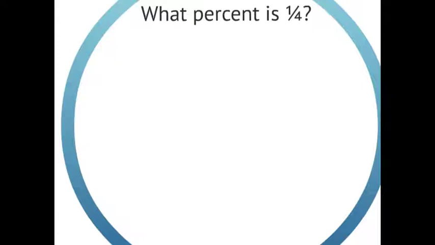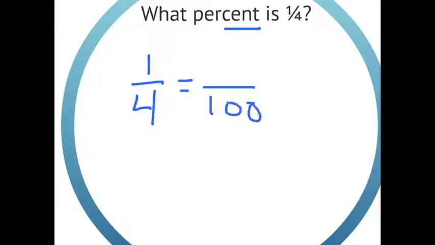What percent is 1/4? 1/4 is a fraction, and we want to change it to a percent. And percent means out of 100. So we're going to change this fraction into a fraction that has a denominator of 100. So we can say, what can we do to this 4 to turn it into a 100? Well, 4 times 25. We're making an equivalent fraction. If we do it to the denominator, we have to be fair and do it to the numerator.